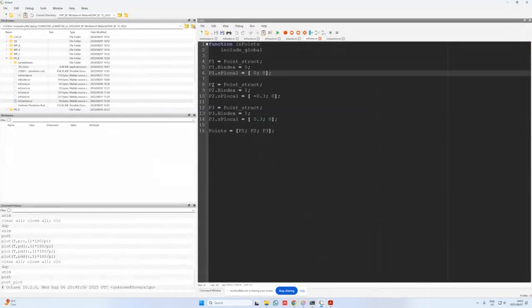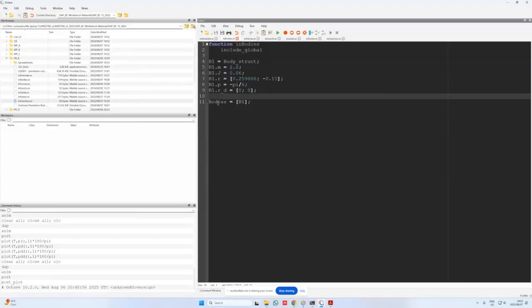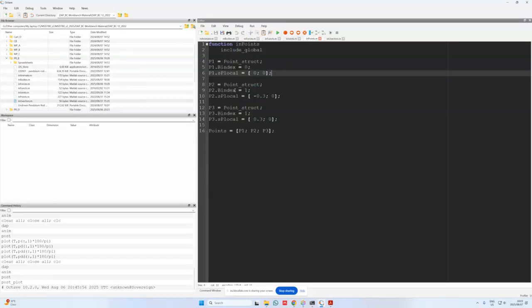Point 2, however, is situated on body 1, the pendulum rod. So I first initialize it as a point structure, and then P2.body index, or B index, is equal to 1. Remember that I'm working with the indices as well. So if I go back to in bodies, index 1 in this list is indeed body 1, and I can simply use B index equal to 1 in this case.